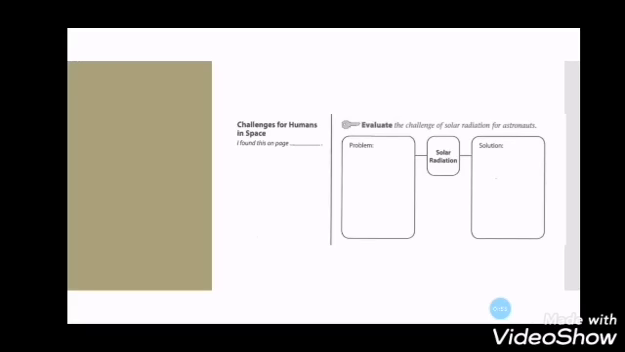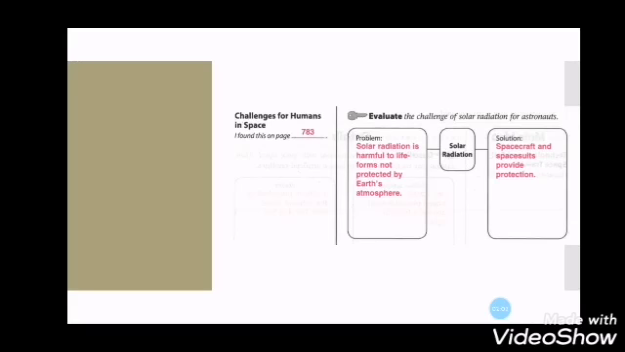Challenges for human in space. We have to evaluate the challenge of solar radiation for astronauts, and the answers are on page 783. The problem is the solar radiation is harmful to life forms not protected by Earth's atmosphere, and the solution is spacecraft and spacesuits provide the protection.